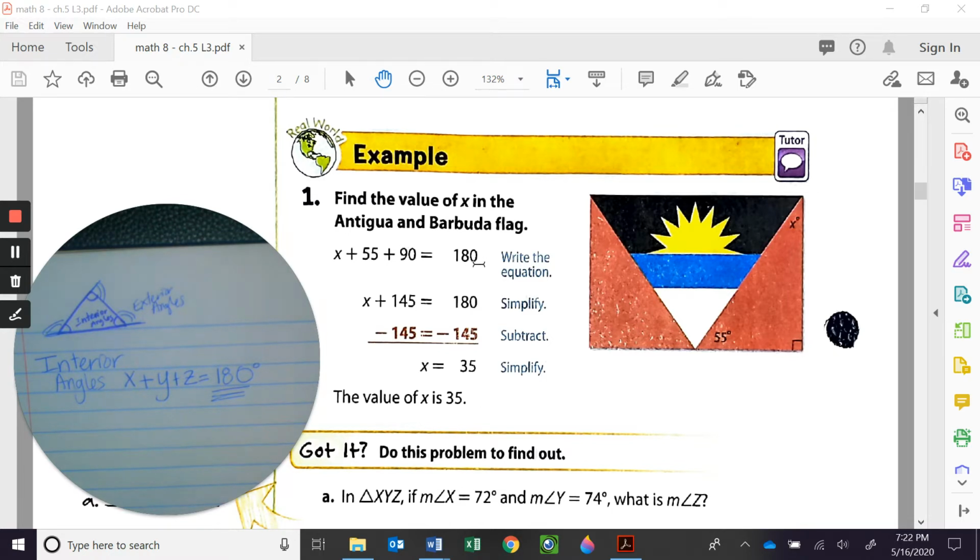So what do they do? They start to simplify. Well, I can combine like terms. So 55 plus 90 is 145. And then to solve for x, we have to subtract that 145 from 180. So we get that x equals 35. So this angle up here is 35 degrees.